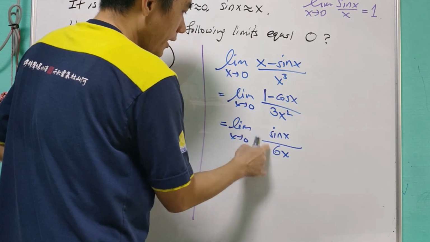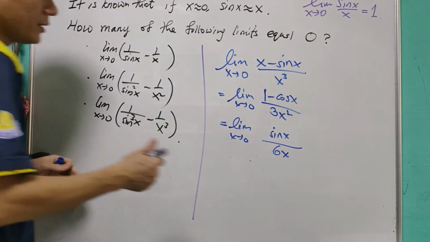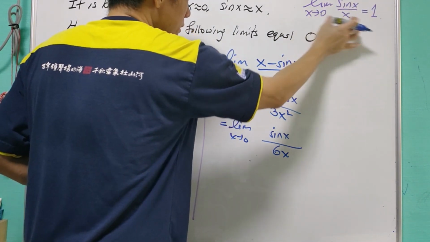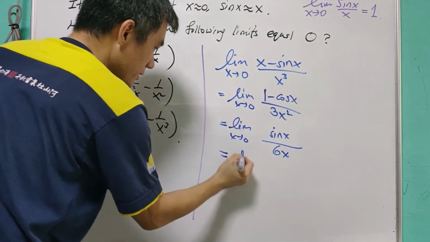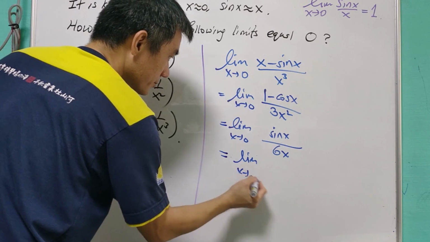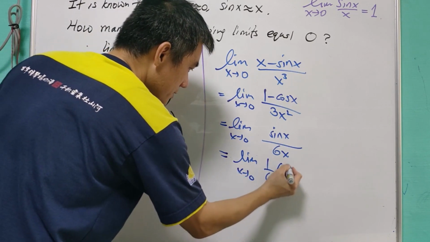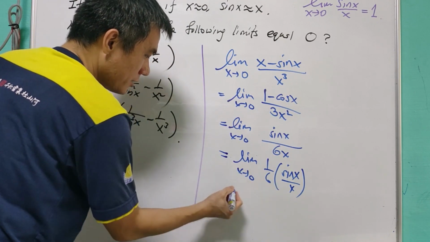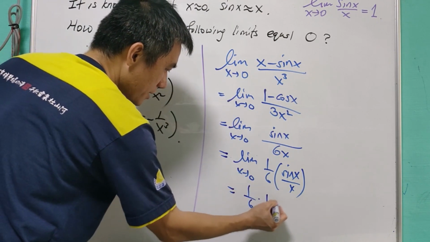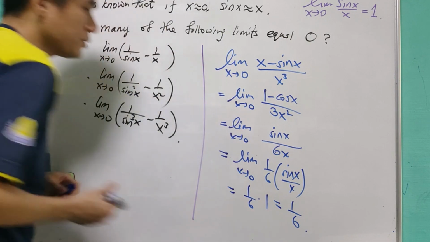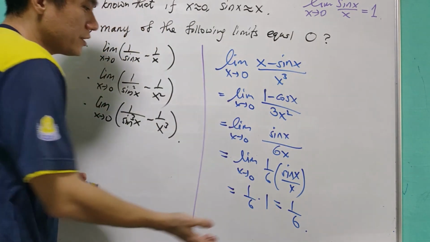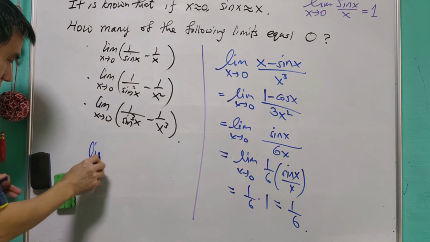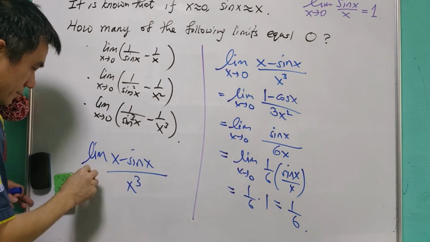Then we'll get sin x over 6x. And we already know that sin x over x, when x goes to 0, equals 1. So this actually equals 1 over 6 times the limit of sin x over x, and it will be equal to 1 over 6 times 1, which is 1 over 6. We are going to use this result to get the answer. So let me copy down this very important result.